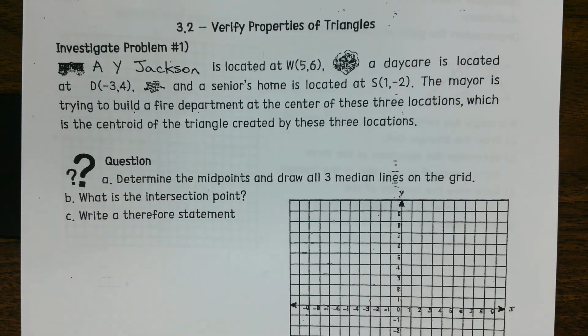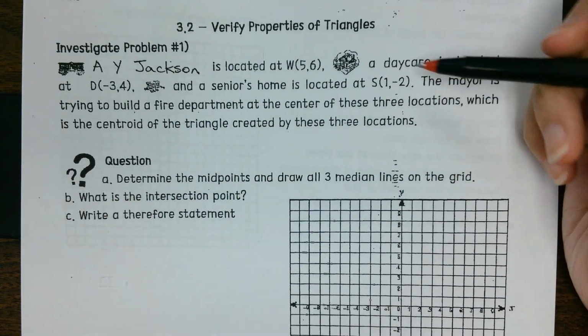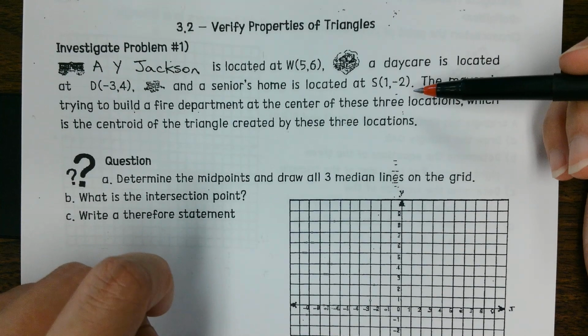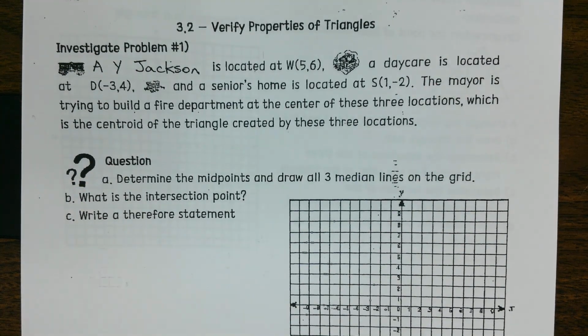Okay, so why do we need to know about centroid? What's so special about centroid? Well, in a real life situation, A.Y. Jackson is located at 5, 6, a daycare is located at -3, 4, and a senior's home is located at 1, -2. Where do you think the city should put that fire station? In the middle. Although my morning class said probably beside the senior home. And then I also argued that kids like to play with fire, so maybe closer to the daycare. But then there are so many people at school, so you need the fire station near a school as well.